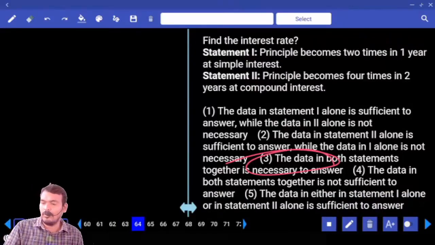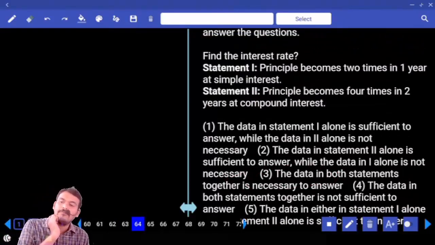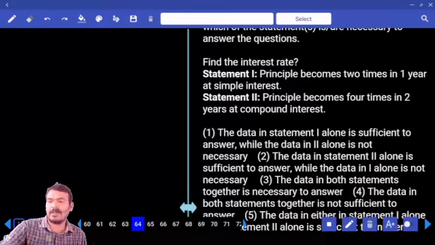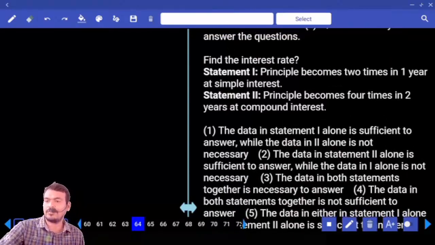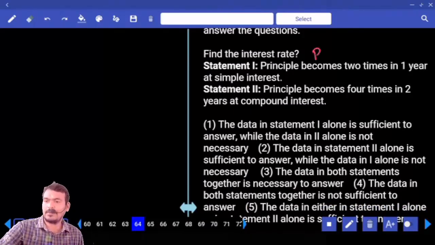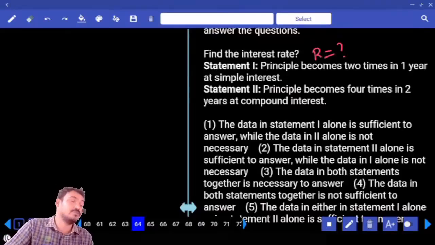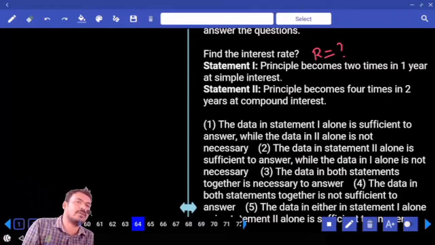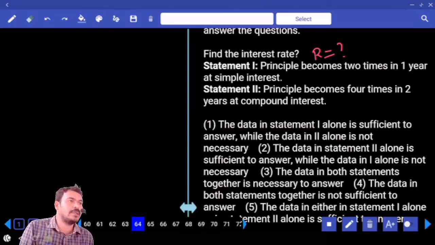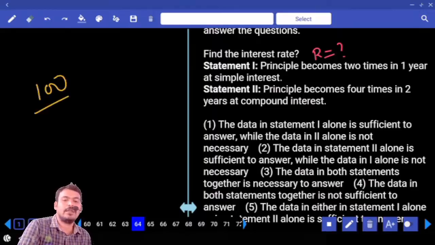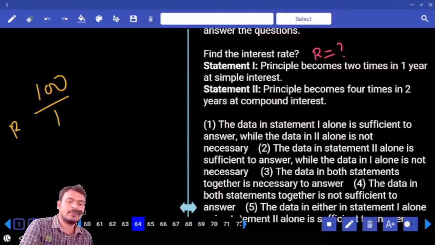Next, 64. Find the rate. Find the interest rate, which means we require the R value, or not? We require which one? R value. What is statement 1? The principal becomes 2 times in 1 year, at simple interest or compound interest? Simple interest. It becomes 2 times. Nothing but principal is 100%, amount is 200%, interest value 100%, which means 100% interest is received in 1 year. Means the rate percent is 100 by 1, or not? What is the rate percent?